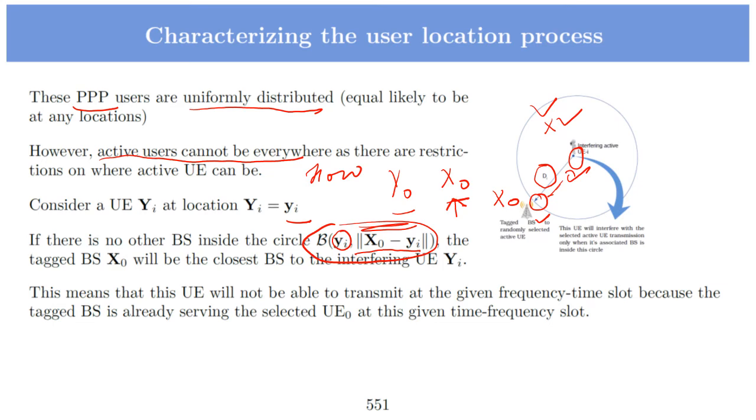But if there is no base station in this ball, then this tagged base station will be the closest base station to this UE at yi. So this means this user cannot be active. The UE will not be able to transmit in the same frequency slot if there is no base station in this ball, because then the tagged base station is its own base station and it is already serving the selected UE, which is at y0.